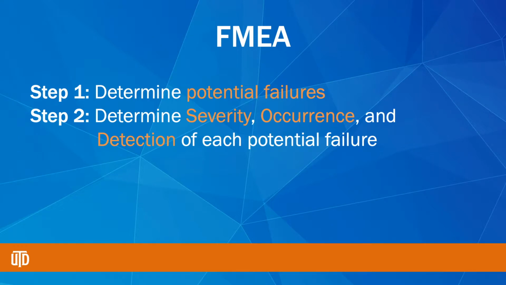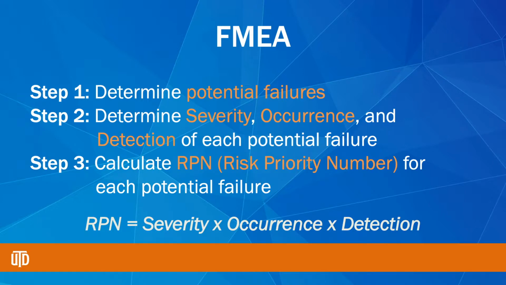Step two is to assign a severity, occurrence, and detection level on a scale of 1 to 10 to each potential failure. Lastly, an RPN, or risk priority number, is calculated for each potential failure, and each of these failures are put on a list that is ranked in terms of their priority.